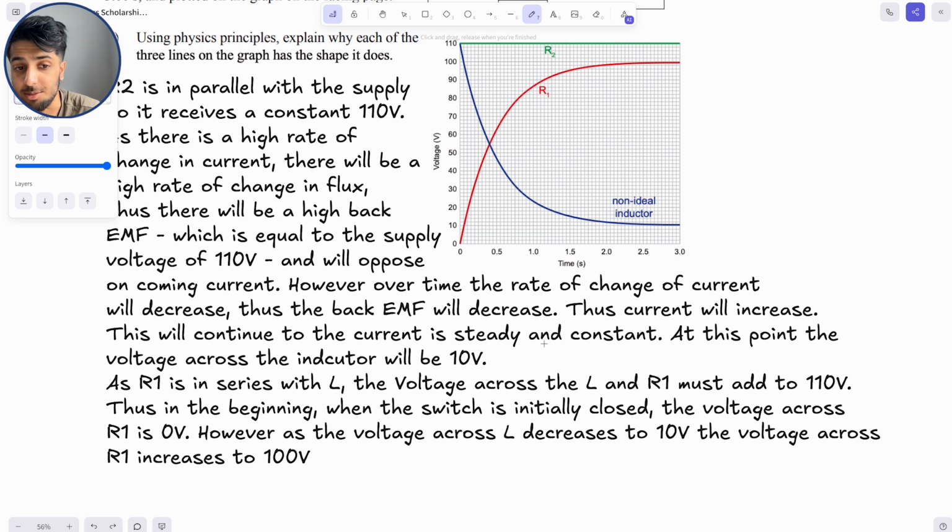As R1 is in series with the inductor, the voltage across the inductor and R1 must add to 110 volts because voltages in series add together. Thus, in the beginning, when the switch is initially closed, the voltage across R1 has to equal 0 volts because the voltage across the inductor is 110. So 110 plus 0 is 110. However, as the voltage across L decreases to 10 volts, the voltage across R1 will increase to 100 volts, which is right here. So 100 plus 10 is 110.